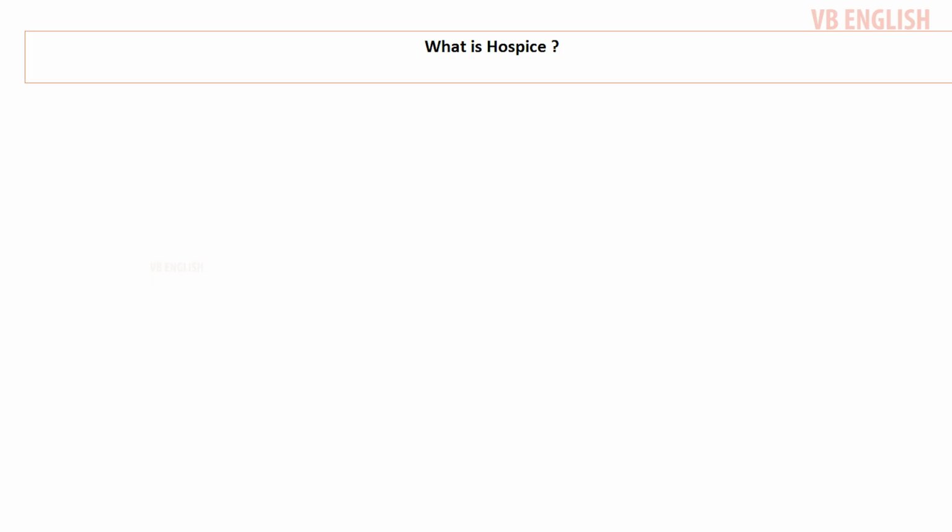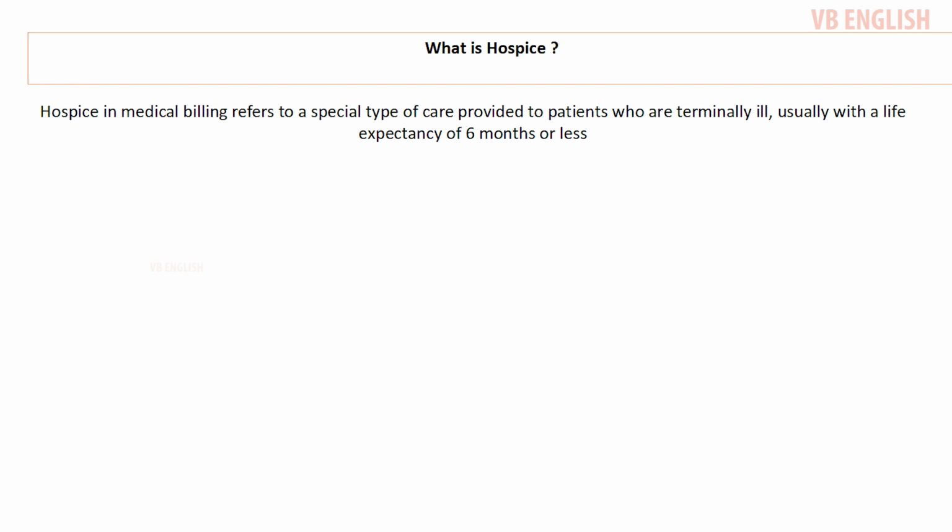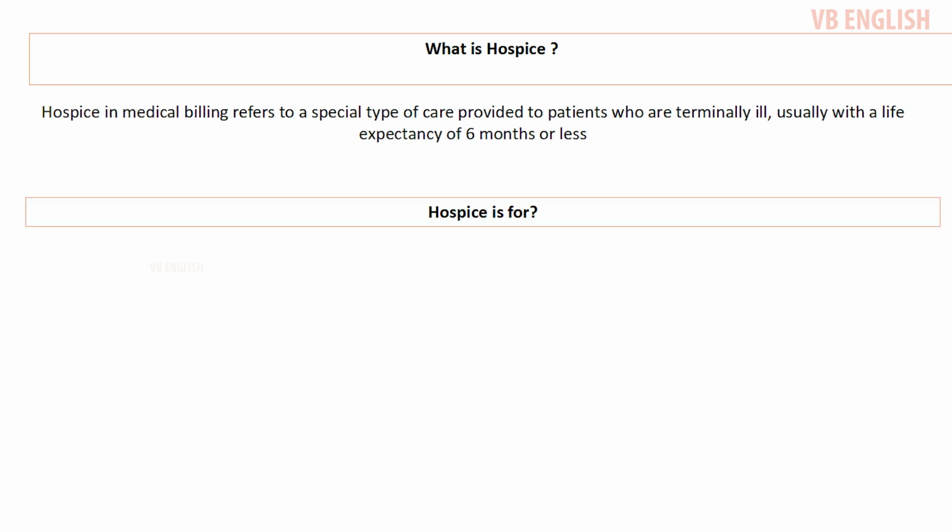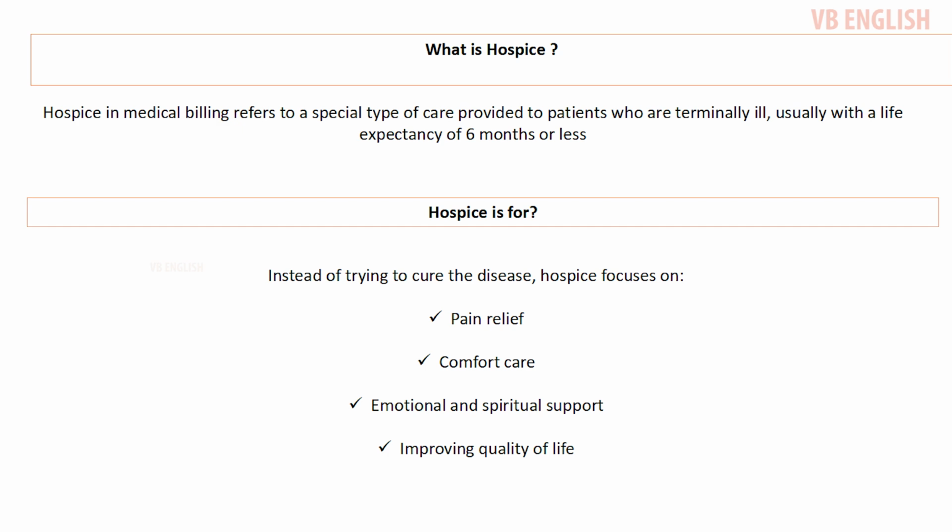What is hospice? Hospice in medical billing refers to a special type of care provided to patients who are terminally ill, usually with a life expectancy of 6 months or less. Instead of trying to cure the disease, hospice focuses on pain relief, comfort care, emotional and spiritual support, and improving quality of life.